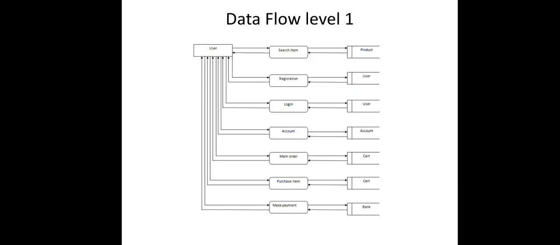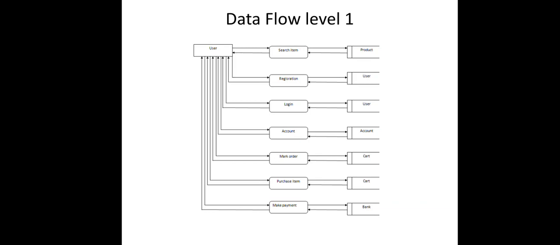The user can search the product from the product table and register and log in from the user table. The user account's details are stored in the account table. The user's products are added to the cart table. The user purchase details are stored in the cart table.